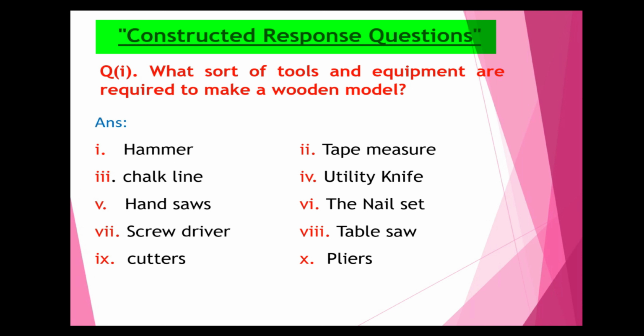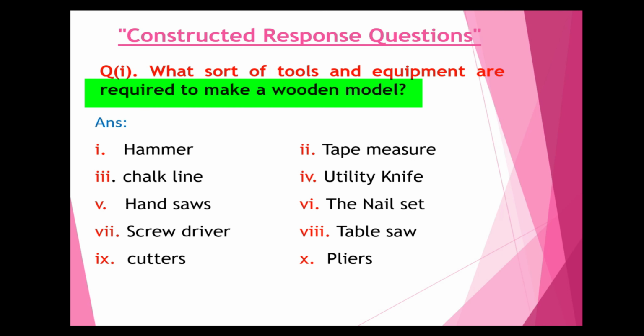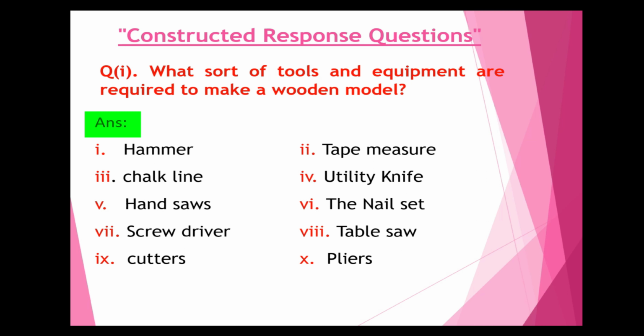Constructed response question. Question number 1. What sort of tools and equipment are required to make a wooden model? Answer. We will need a hammer, tape measure, chalk line, utility knife, hand saws, nail set, screwdriver, table saw, cutters, and pliers.